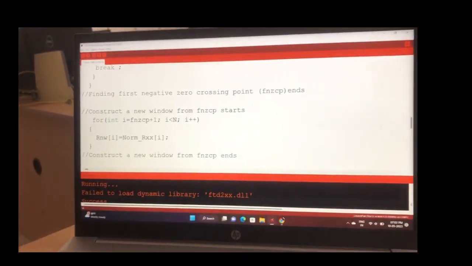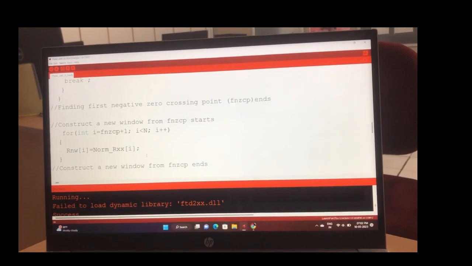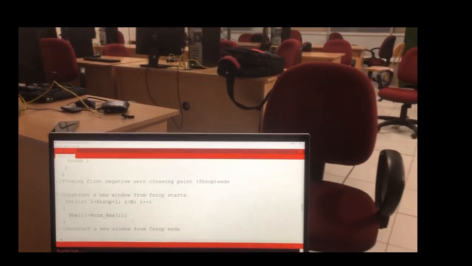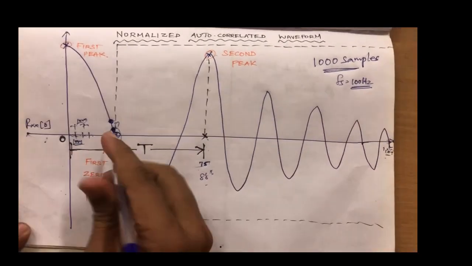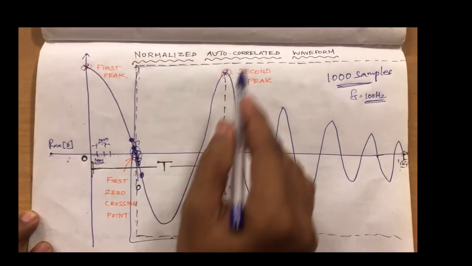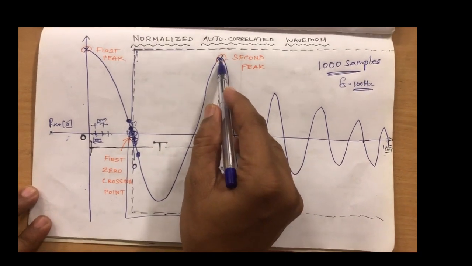Yes or no? So from that sample we are going to find out the next peak. How do we identify the next peak? If you look at this for loop, here you can see we have identified the first zero crossing point, and then this window was separated, and for this separated window we have to find the second peak. How to find the second peak?